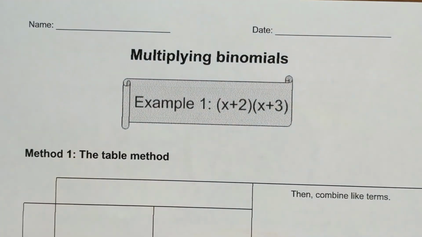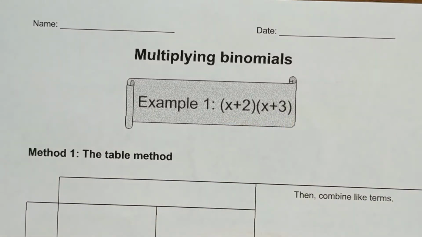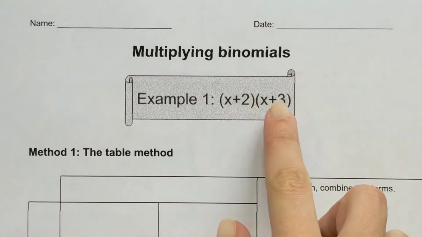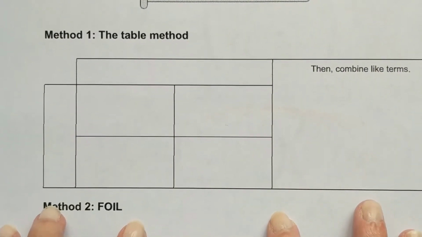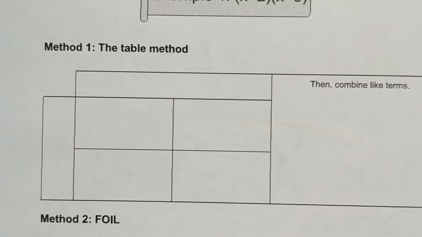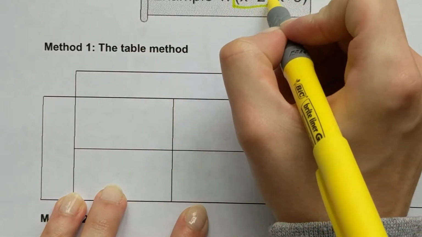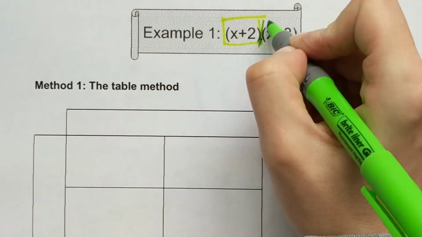Example number 1 is x plus 2 and x plus 3. These two need to be multiplied together. This is what's being served at my party. This is who it's being served to. The table method is the method that I am going to use. First, we are going to look at our two binomials. I'm going to have my yellow binomial, and I am going to have my green binomial.